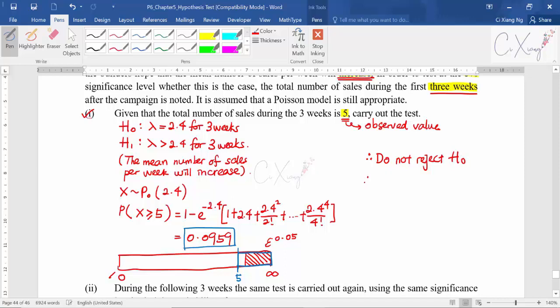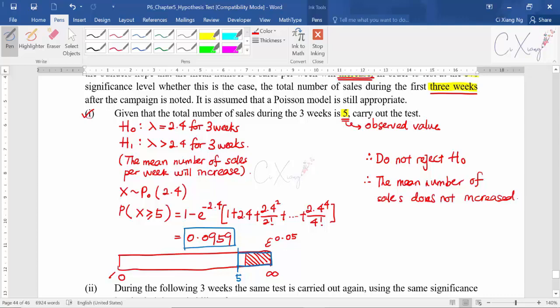So what is your conclusion here? Your conclusion will be the mean number of sales does not increase. So this is what we have for the first part. You carry out the test by using Poisson distribution, and you learned this before already. So I hope that you still remember the process.